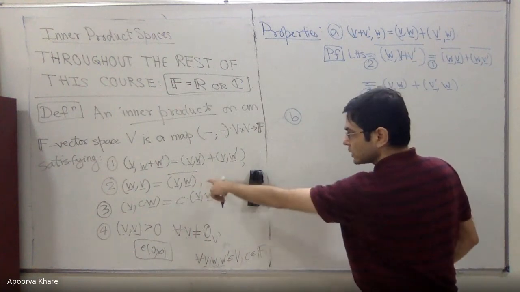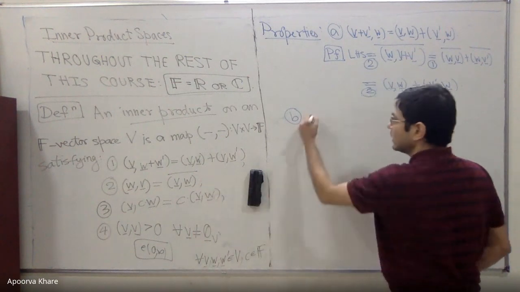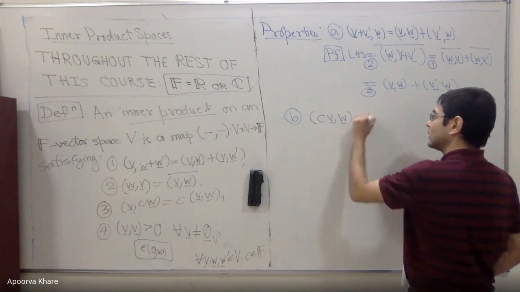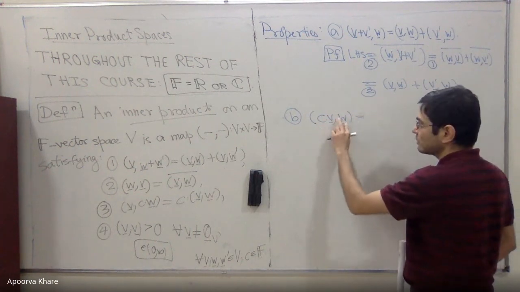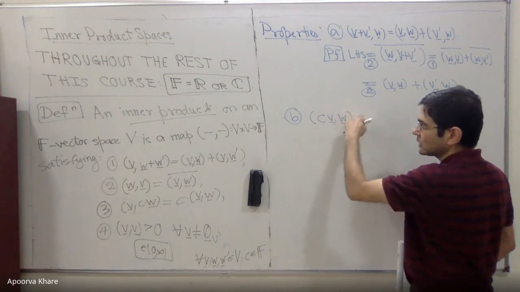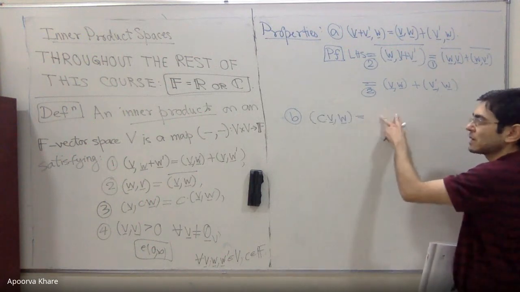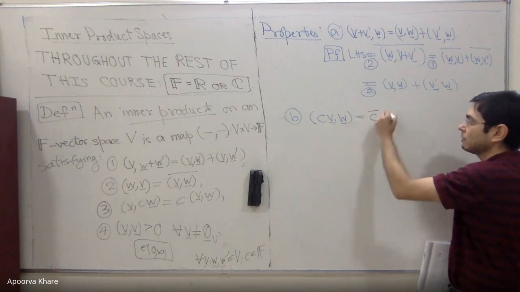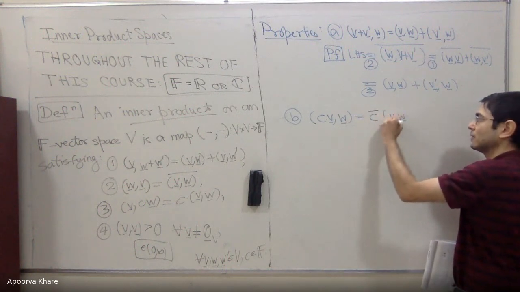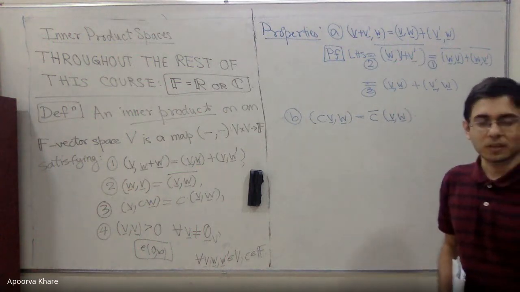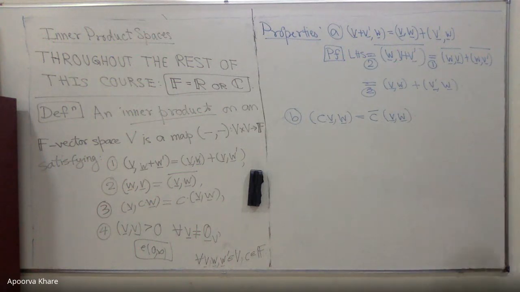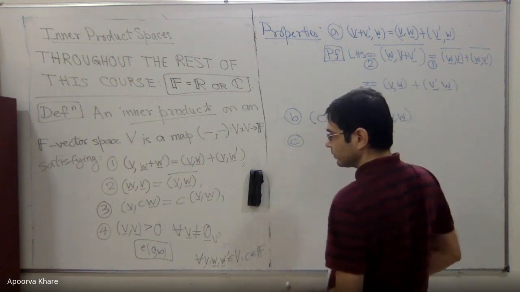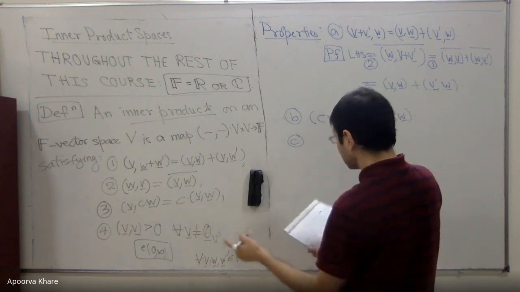Property 2 is, well, this is already done. The property 2 is this one. If I take CV comma W, then this is equal to, well, again, you can do the same thing. I can take W comma CV with the bar on this side. So C times the conjugate of W comma V, the whole thing bar, is C bar times the conjugate of W comma V, but that is again V comma W. So you just get it. You can check why this is true, that's obvious. And then this one, of course, you should check that.